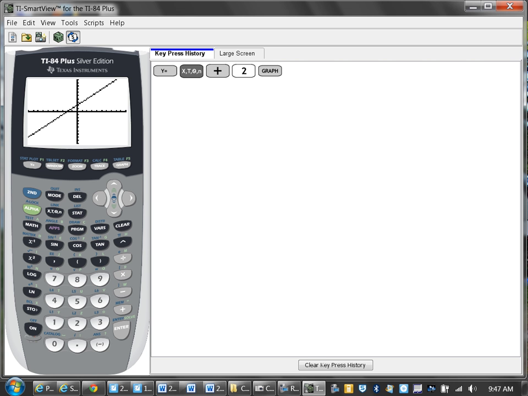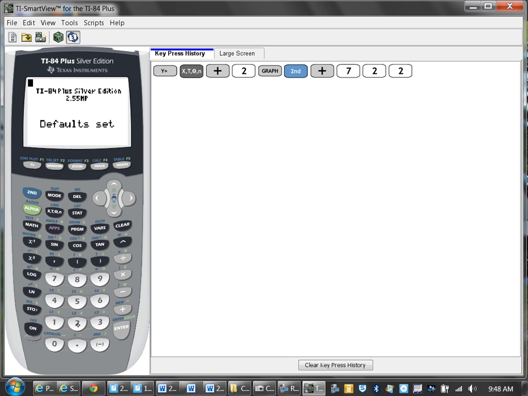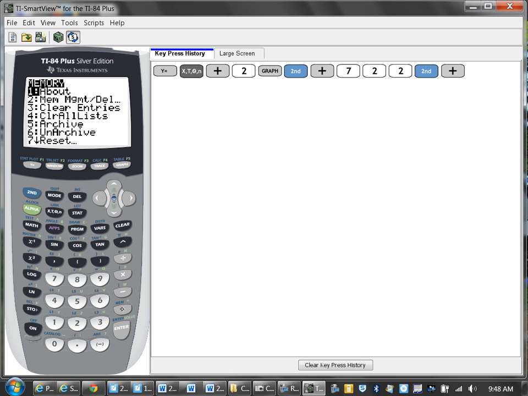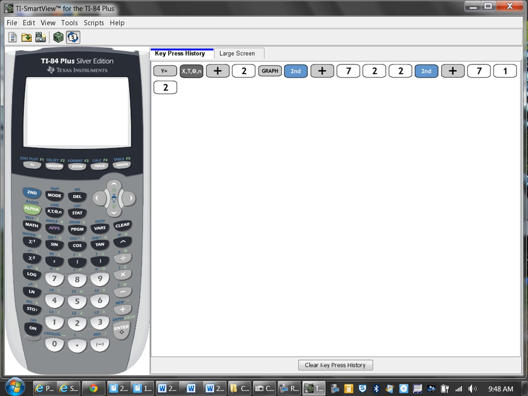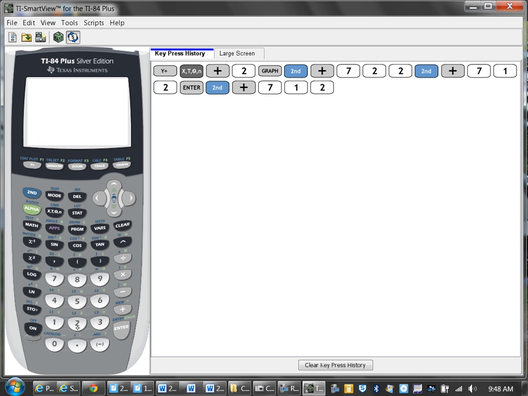Anyway, if your graph doesn't look like that, if it's all out of whack and you don't see the regular standard XY grid, what you want to do is just reset it. We type in second plus sign, 7, 2, 2. Or second plus sign, 7, 1, 2. You can do them in either order. It resets it.